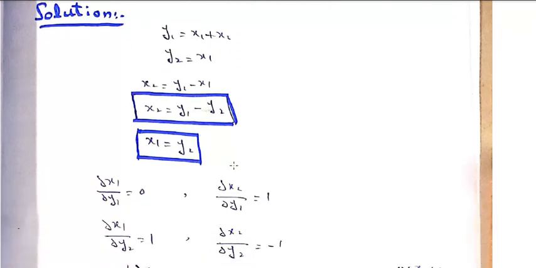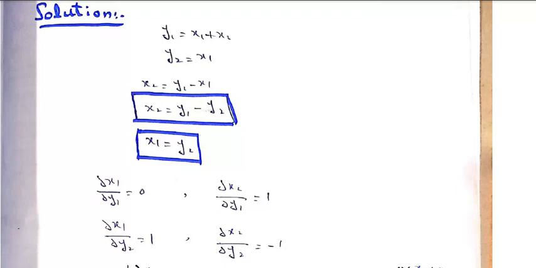Now the second step of this question is the partial derivatives. The partial derivative of x1 with respect to y1 is 0, and the partial derivative of x1 with respect to y2 is 1. The partial derivative of x2 with respect to y1 is 1, and the partial derivative of x2 with respect to y2 is minus 1.